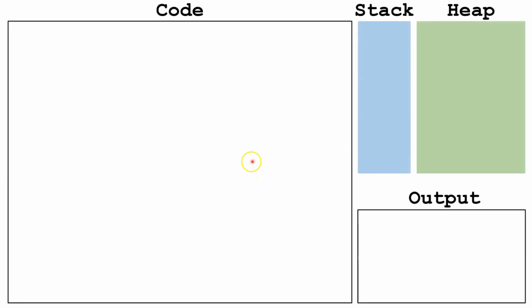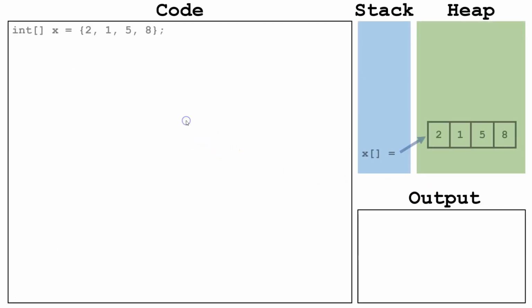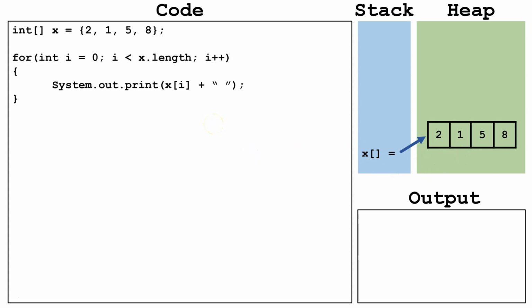Let's start writing some code. Here we're declaring an array x and setting it equal to 2158. And here we can see the reference variable x on the stack and the array on the heap. Now let's write some code to traverse it with a for loop. Before watching this, you'll want to be familiar with how a for loop works. For more information on this, please click on the link in the upper right-hand corner of the screen.